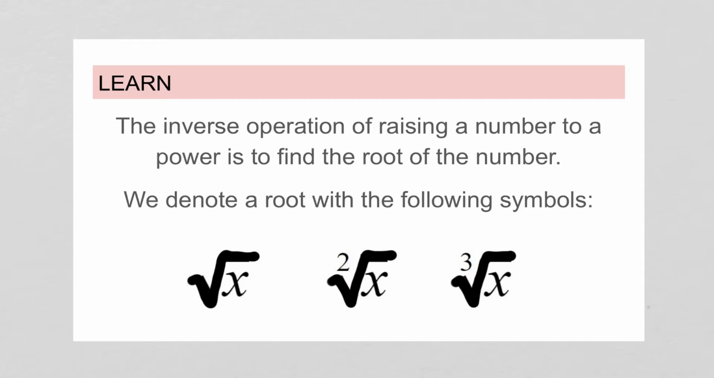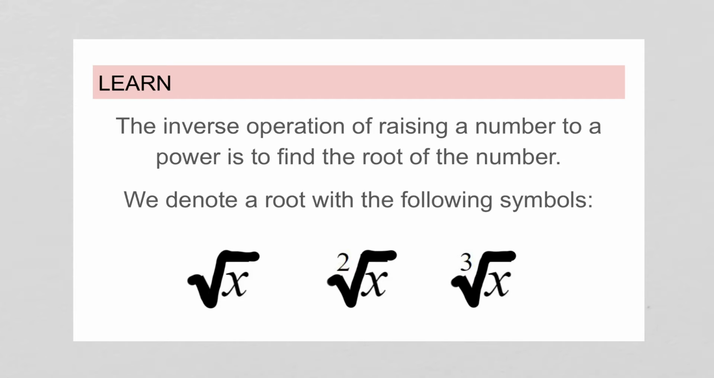The actual inverse operation of raising a number to a power is to find the root of a number. We denote the root with the following symbols. So there it looks kind of like that house thing. I've got an x underneath there just because we could be talking about any number. We could be talking about 4 or 9 or 27, whatever. So we're just going to leave a variable in there, x, right now.